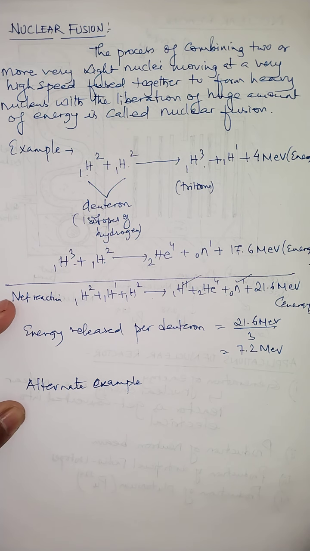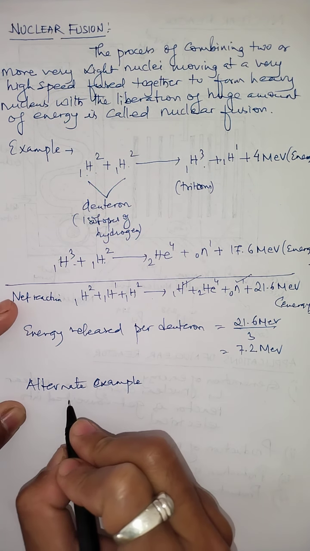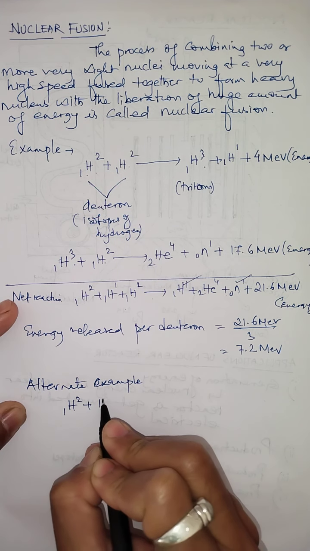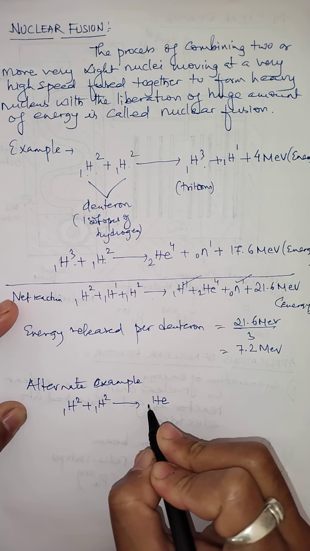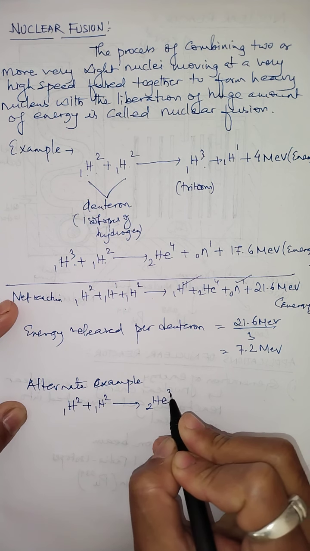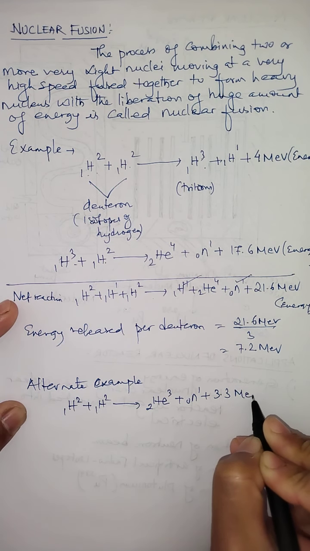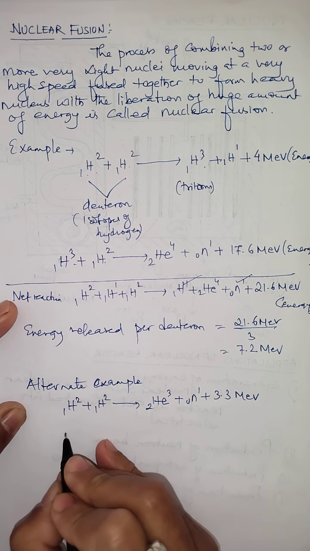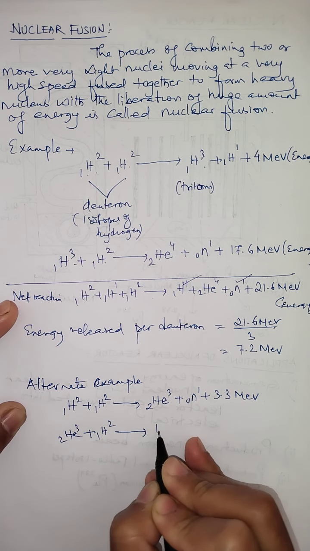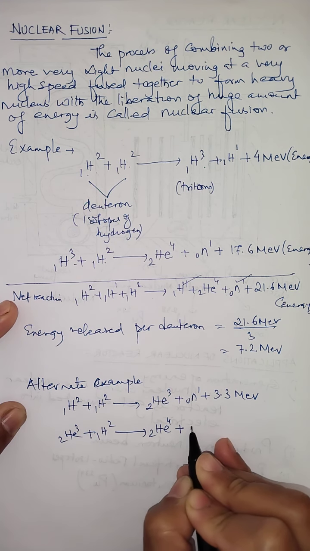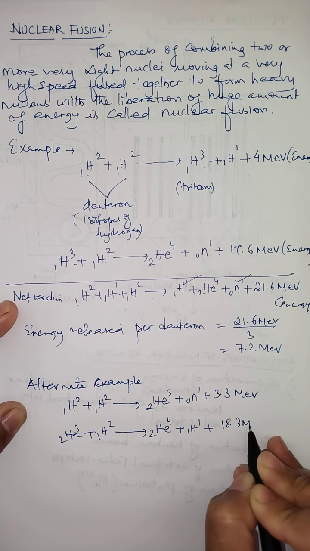In the alternate example, we can see the fusion of 3 deuterium into an alpha particle. For that, H12 fuses with H12 and can, under certain conditions, liberate an unstable isotope of helium, that is He23. Along with that, a neutron may also be produced, and the energy liberated is 3.3 mega electron volt. And this unstable helium nucleus He23 can further fuse with another deuterium to form a helium nucleus plus a proton, and almost 18.3 mega electron volt energy will be liberated.